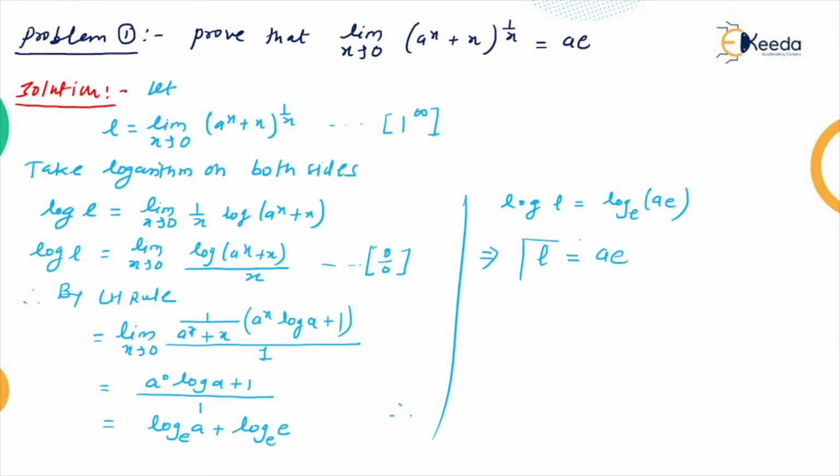You have to see what is the RHS in the question. The RHS is a into e, and your result is also a into e, hence the proof. I hope you have understood this problem very well. Now let me discuss problem number 2.